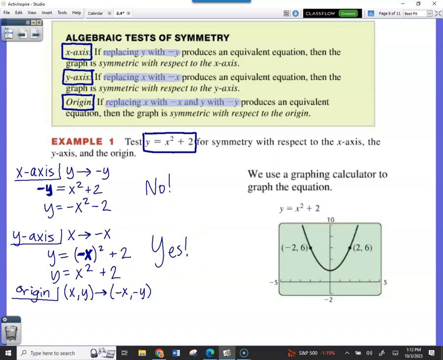Visual confirmation. Look at this graph. If I fold it along the y-axis, does the image match the left and the right? Yes.